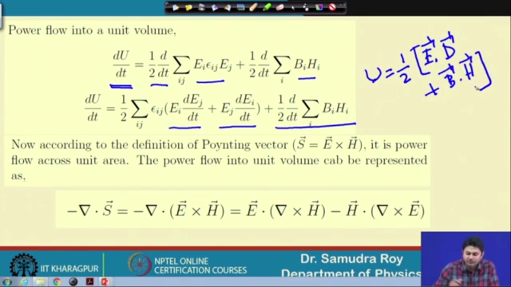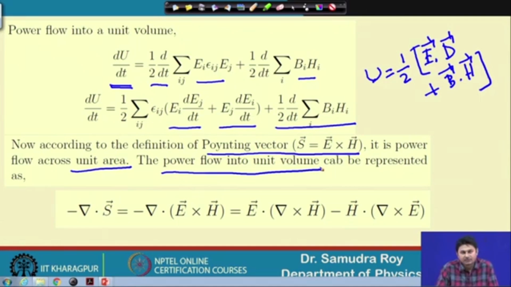But there is another way to find out the amount of energy flow per unit volume, and that is through the Poynting vector. The Poynting vector we also defined in our last class. It is the amount of energy flow per unit time per unit area, or in other words the amount of power flow across unit area. So, if I want to find out the power flow per unit volume, which is the same thing that we have derived in terms of U, we are doing the same thing now.